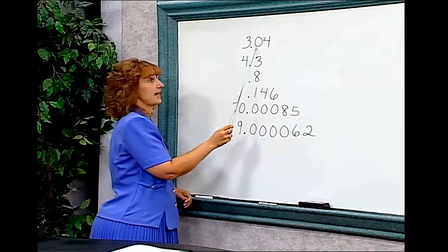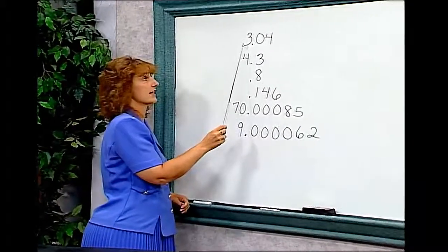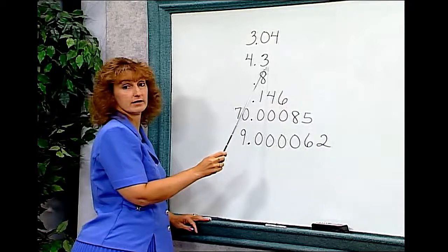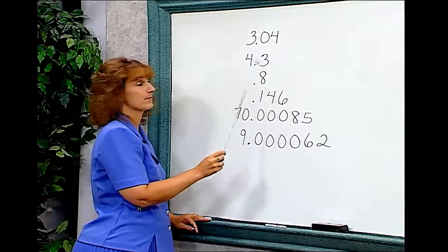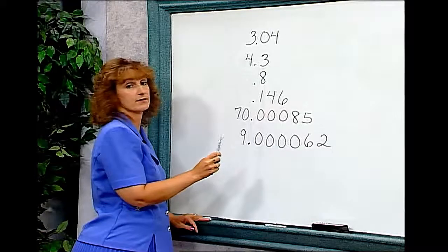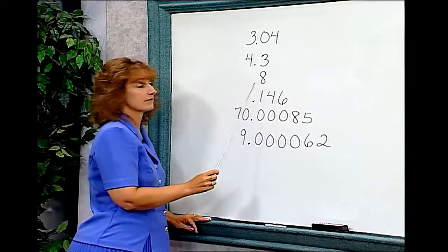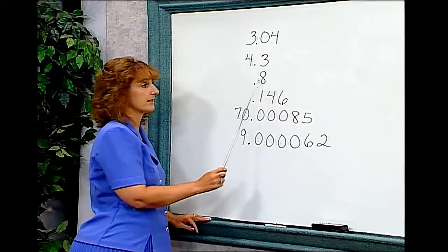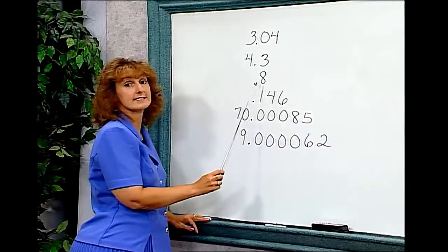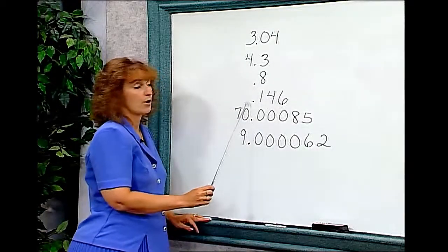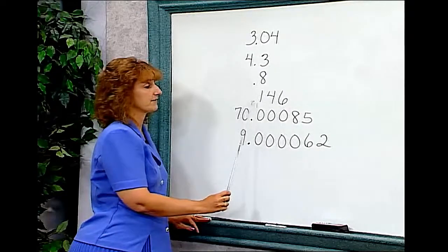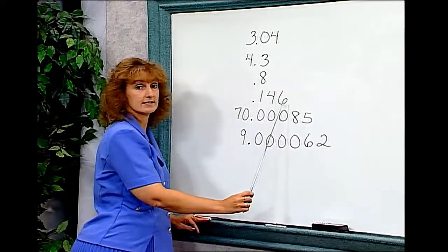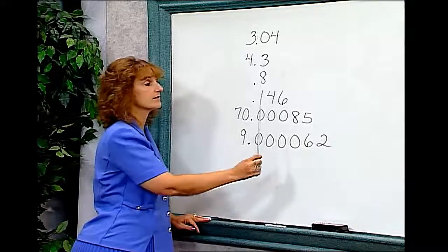3.04. This is tenths, hundredths. So we read this as 3 and 4 hundredths. 4.3. This is 3 tenths, so it's 4 and 3 tenths. 0.8, remember, has no whole number, so there's no need to read the word and. One place, the tenths column, this is read as 8 tenths. 0.146, we have tenths, hundredths, thousandths. So this is 146 thousandths. Read the number, say the last column.